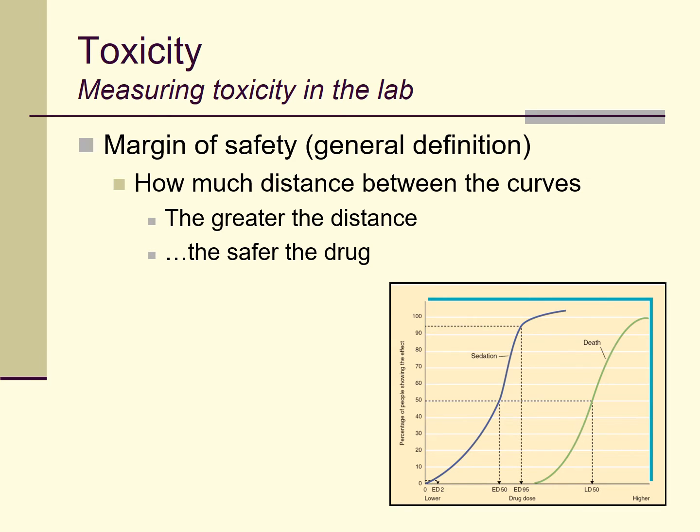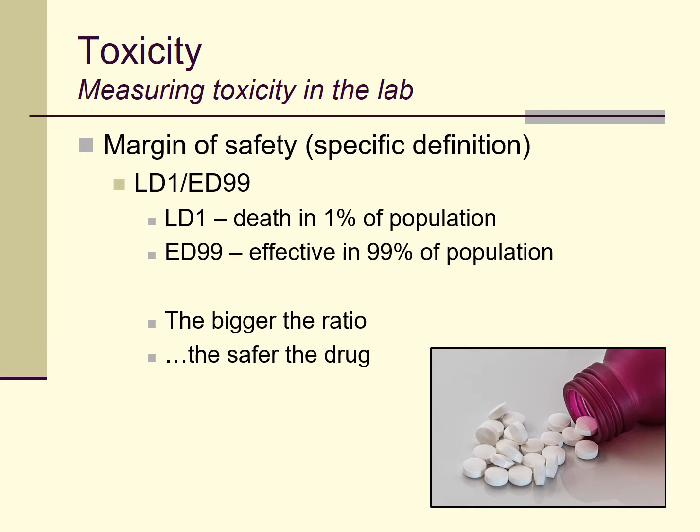And indeed, if you want to move beyond that general definition, there's a more specific definition that hardcore pharmacology people would use, wherein margin of safety would be defined as lethal dose 1 divided by effective dose 99. That is, what's the ratio at which 99% of the population gets the desired effect, and only about 1% of the population dies from the drug.